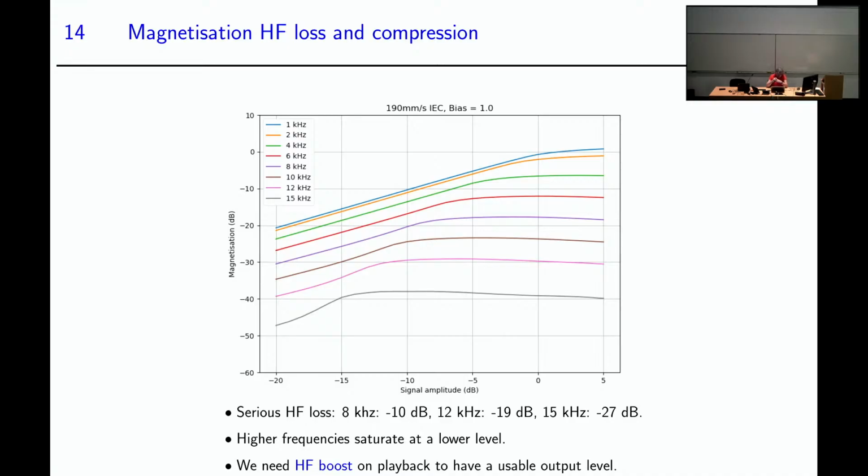And what you can see also is that the higher frequencies will saturate at a much lower level than the medium and low frequencies. And that means that on playback, we need to boost the high frequencies, which is not pre-emphasis, de-emphasis, like, for example, on FM radio. We need to boost on playback, which means we are boosting noise as well. So it's not really an ideal situation.